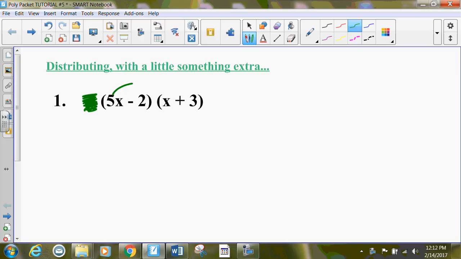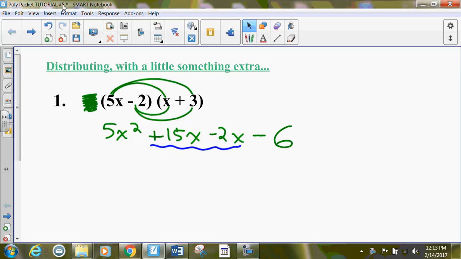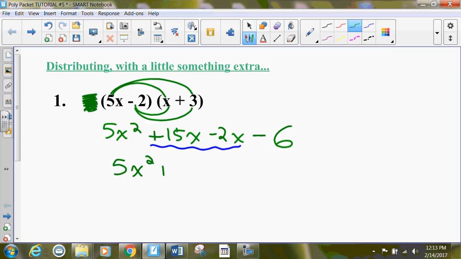We'll distribute. 5x times x is 5x squared. 5x times 3 is 15x. Negative 2 times x is negative 2x. Negative 2 times 3 is negative 6. And of course, we always remember to combine our like terms. And we end up with 5x squared plus 13x minus 6.